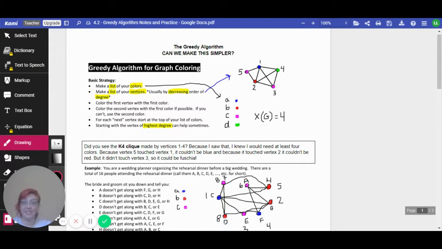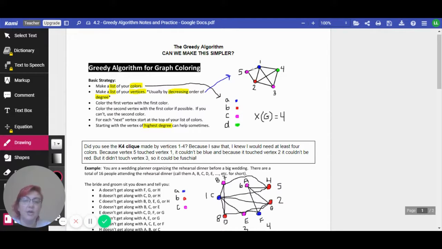Welcome to 4.2, the greedy algorithm. Remember last time when I said I wish that there was a way to make things easier? There is. The basic strategy for the greedy algorithm is to make a list of your colors and a list of your vertices, and usually do that by decreasing order of degree.